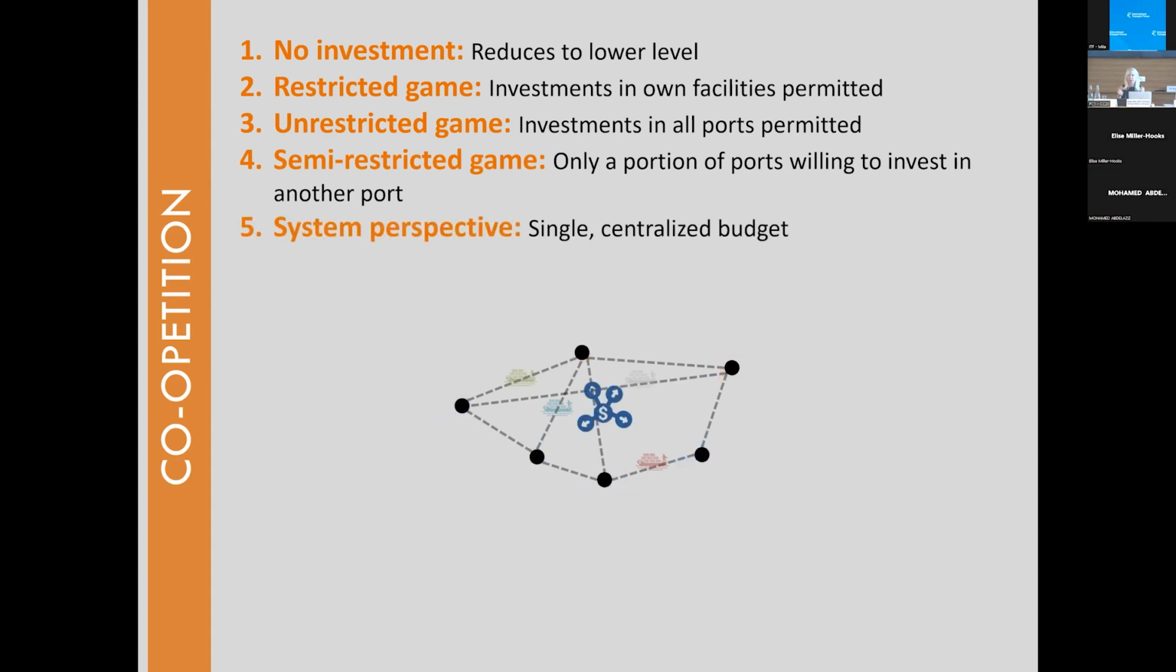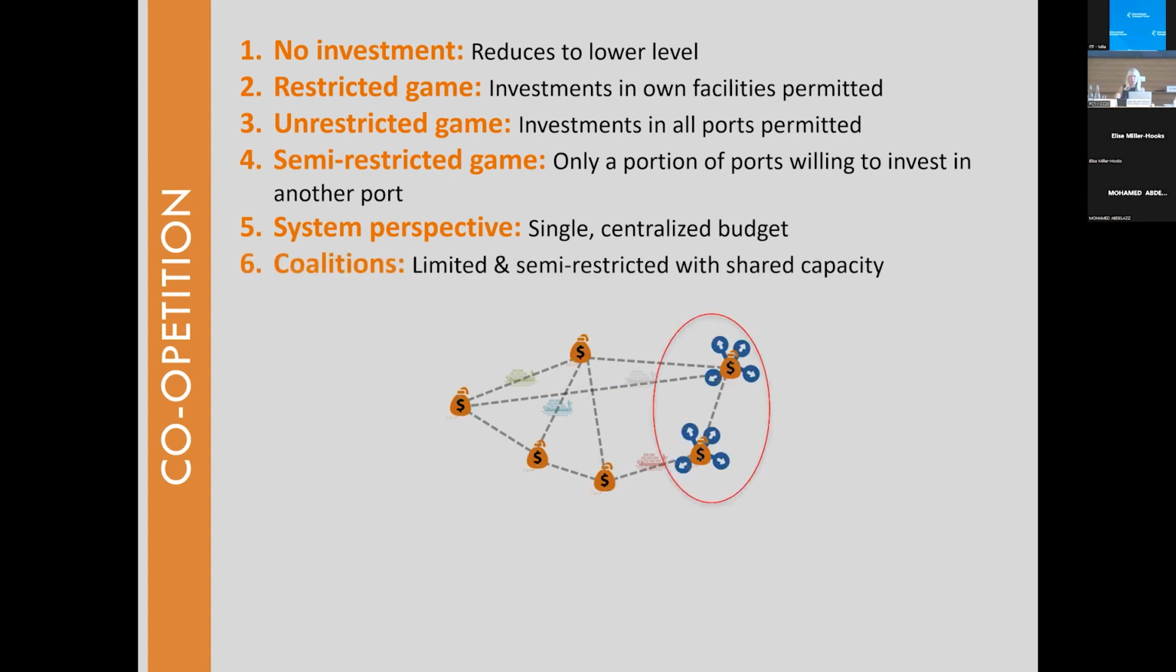And then we have a system perspective. The only thing at the time that had been in the academic literature was, there's this nice pot of money and we'll share it. And we'll do what's best for the overall system, not for any one port. So some ports will do worse than others. And then we looked at coalitions. What about if you invest in each other, if you're in a coalition? And we were able to show the benefits and the possible monetary gains of these different situations.